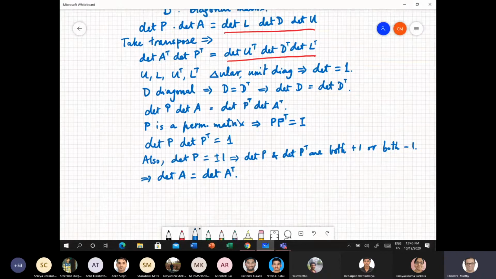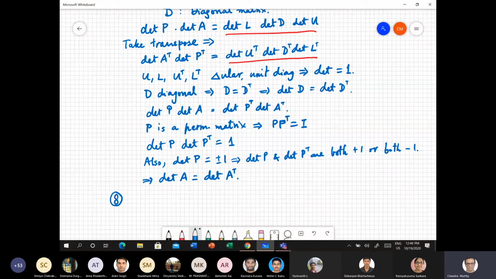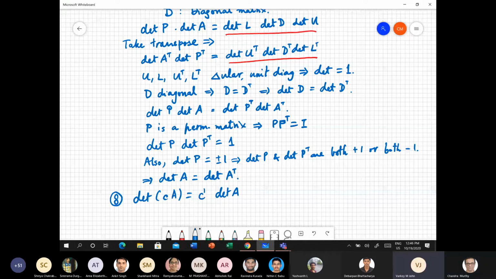Okay, the next property is what happens to the determinant when you scale a matrix. C times A: how is its determinant related to the determinant of A? It is C raised to M, because every row is getting scaled by C and the determinant is linear in any one of the rows. So you can pull out a C from each row and it becomes C to the power M times the determinant of A.